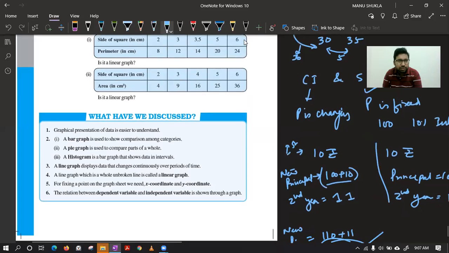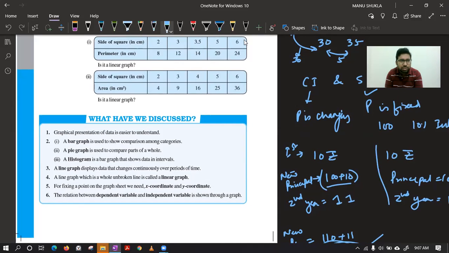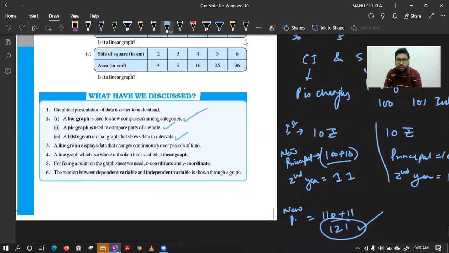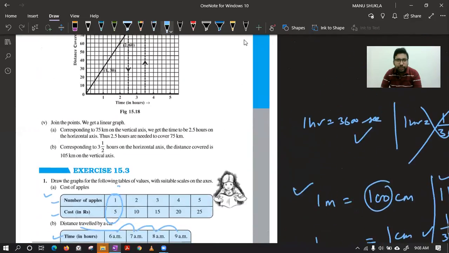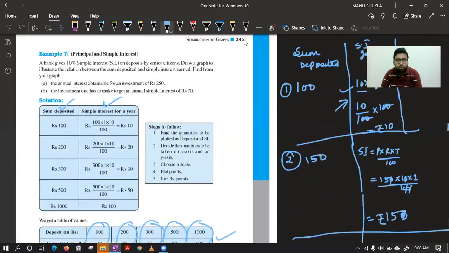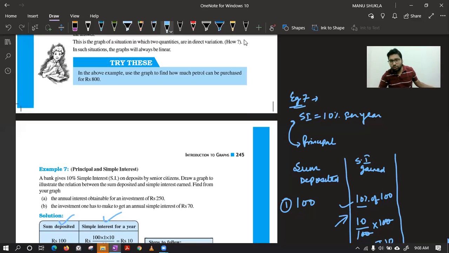Now this chapter is done. You can see what we have discussed. We have discussed bar graph. Okay. We have discussed pie graph. We have discussed histogram. Earlier also we have done these 3 things. Then we started with the line graph. And after that we understood how to plot the x coordinate and y coordinate. And then we saw the relation of dependent and independent variable on a graph paper. So with this, chapter is done. Now we have 2 possibilities to start right now.